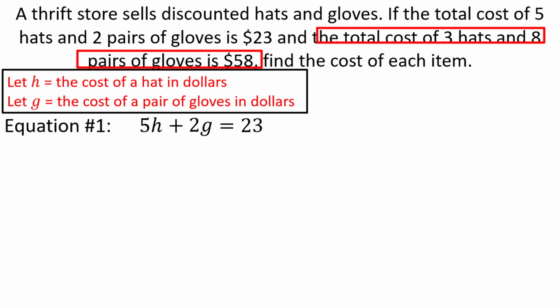The second statement is very similar. We are told that 3 hats, or 3H, and 8 pairs of gloves, or 8G, cost $58.